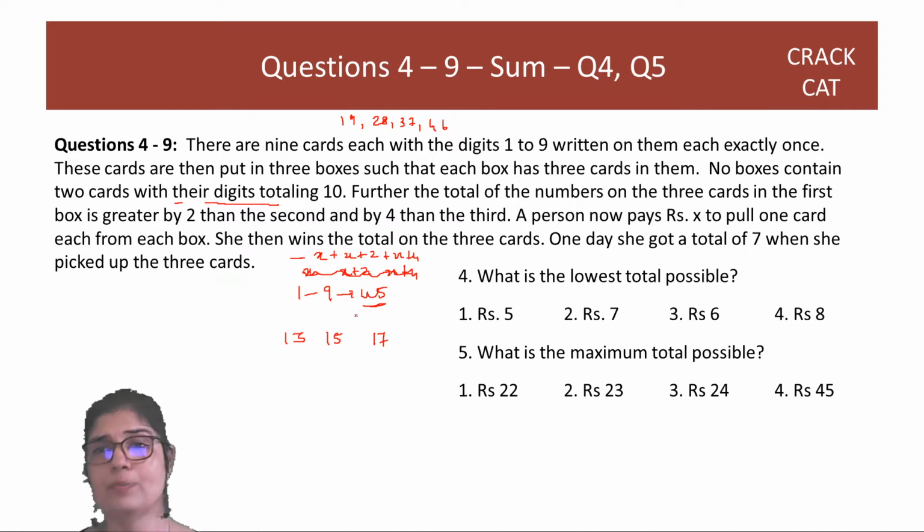A person now pays rupees X to pull one card each from each box. So from the box with sum 13 the person picks up one card, from here one card, right? So let's say X from here, Y from here, Z from here. Okay. Then she gets a total of 7. So guys, how can I get a total of 7 using numbers 1 to 9, all different? There's only one way, 1 plus 2 plus 4.